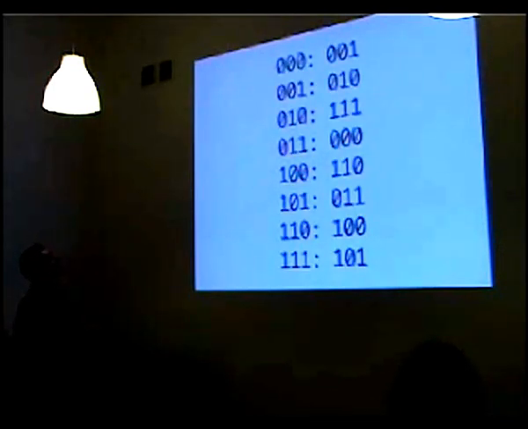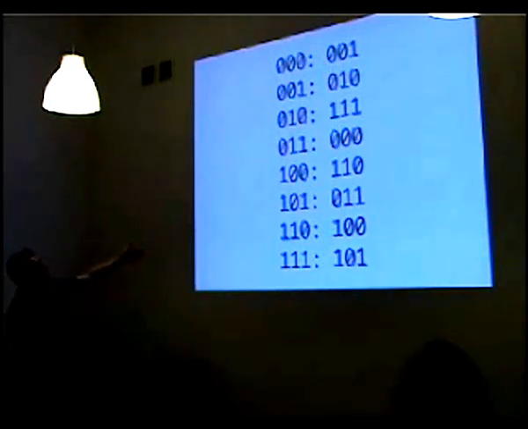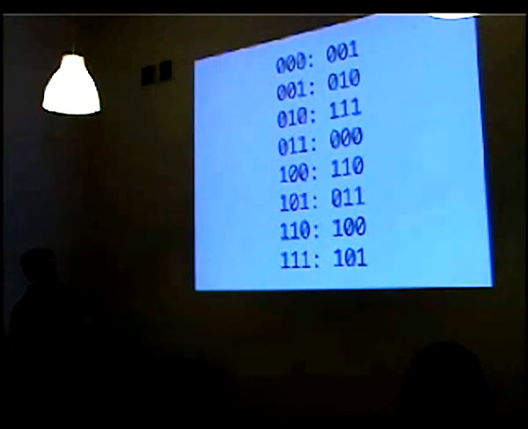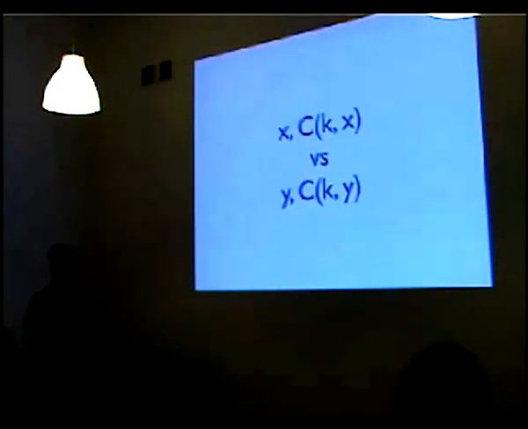So here's a practical example for a 3-bit block cipher. Every possible sequence of 3 bits is on the left, and it's mapped to a different one on the right. If you want to encrypt, you find your thing on the left, and you take the thing on the right. And if you want to decrypt, you do the opposite.